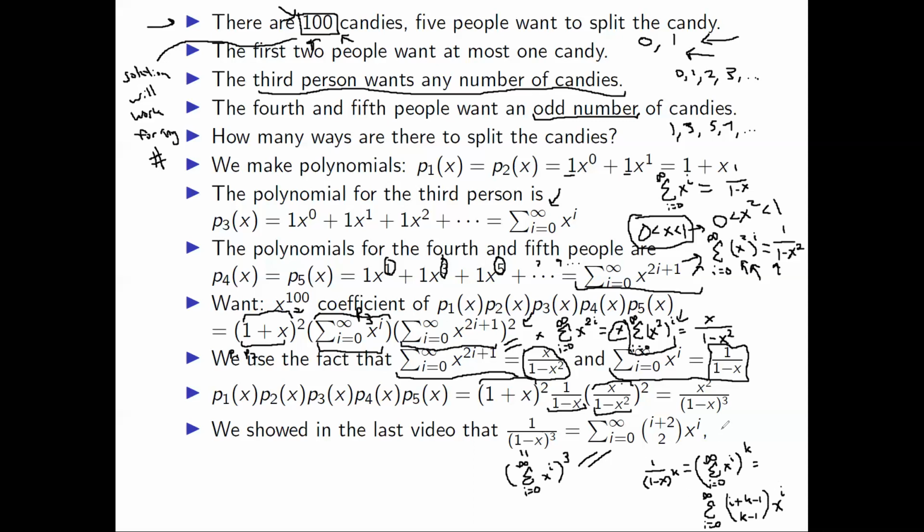So that generalizes what we claim right here. But we only need it for k equals 3. So that's why we're just using it in the case that k equals 3 right here. And this is something we proved in the last video. We proved it using induction and the hockey stick identity.